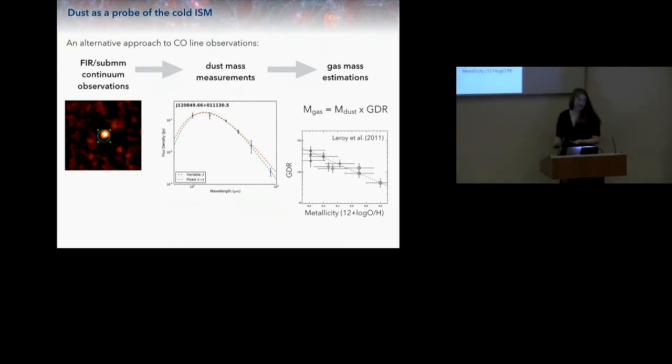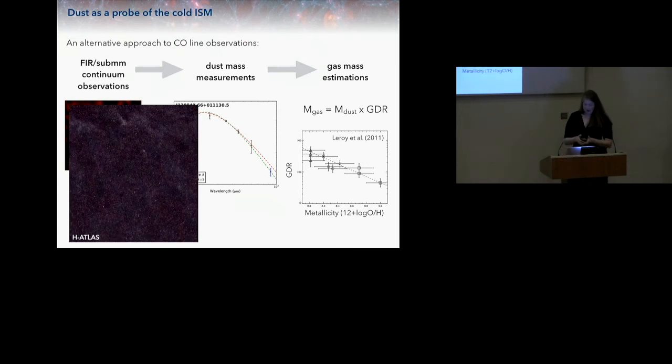And there's a lot of interest in using dust to do that. Very quickly, the idea is that you take an image of a galaxy in the infrared. Using some models, we can convert these measurements into a mass. We measure the total mass of dust in these galaxies. And then if we can assume something about the ratio of dust to gas, then we can extrapolate a gas mass from the dust mass.